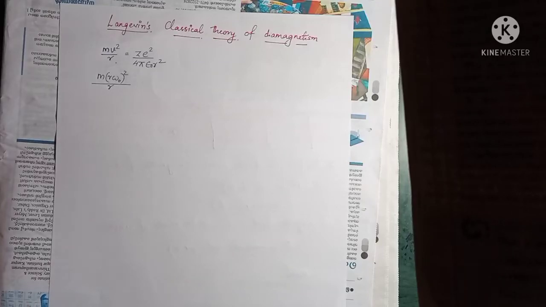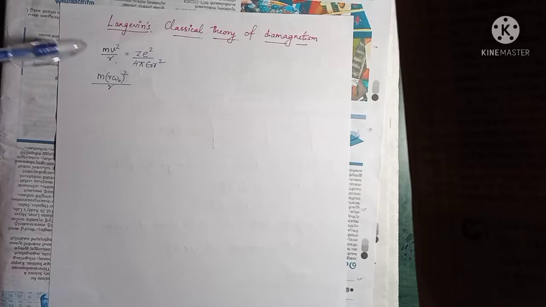So today we will be discussing the Langevin's classical theory of diamagnetism. Consider an electron revolving in a circular orbit around a nucleus, and the force experienced by the electron will be the centripetal force as well as the electrostatic force.